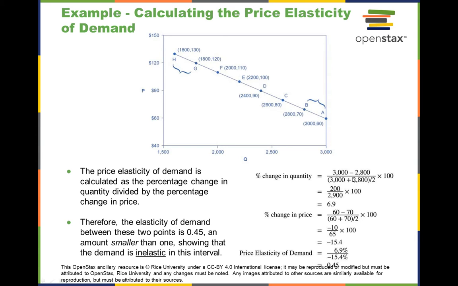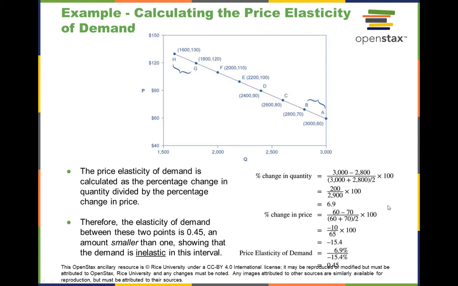And so the change is 60 minus 70. That's a negative 10 difference, and negatives aren't going to necessarily matter here. And then we have 60 plus 70 divided by 2, which is the average. And so we have negative 10 divided by 65 times 100. And that's going to end up with a number of 15.4.